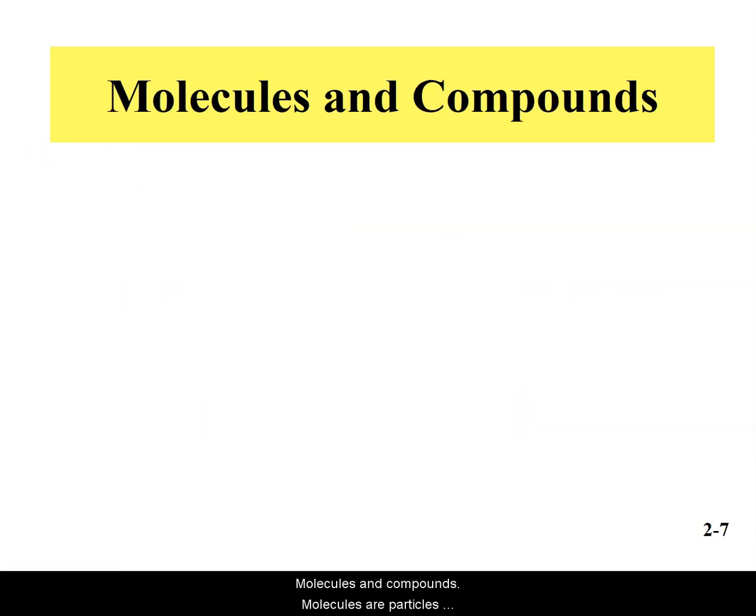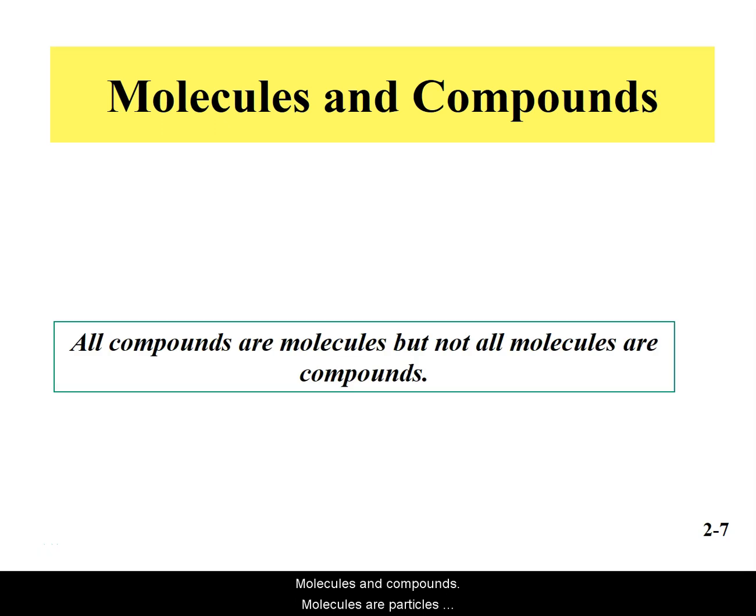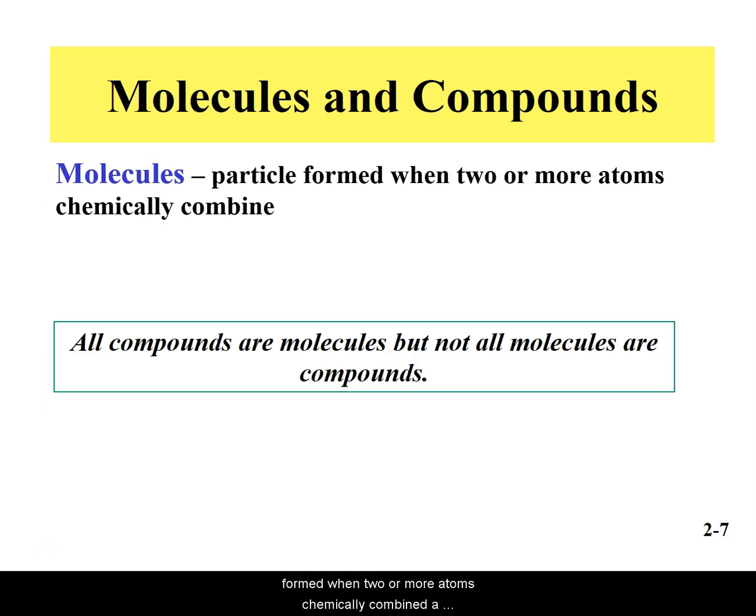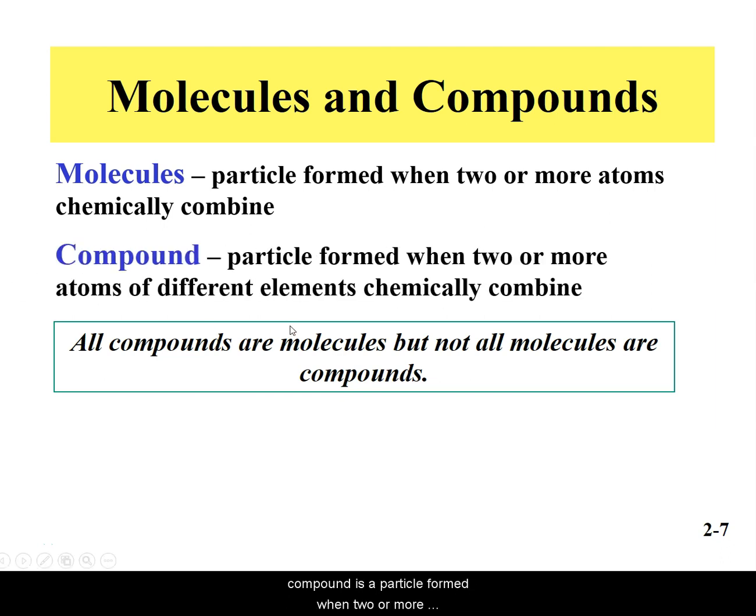Molecules and compounds. Molecules are particles formed when two or more atoms chemically combine. A compound is a particle formed when two or more atoms chemically combine, but they're from different elements. So a compound is a particle formed when two or more atoms of different elements chemically combine.